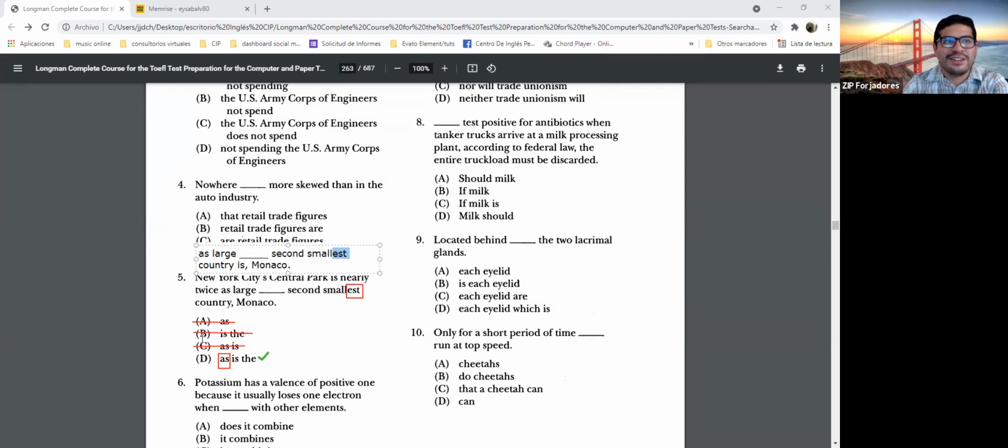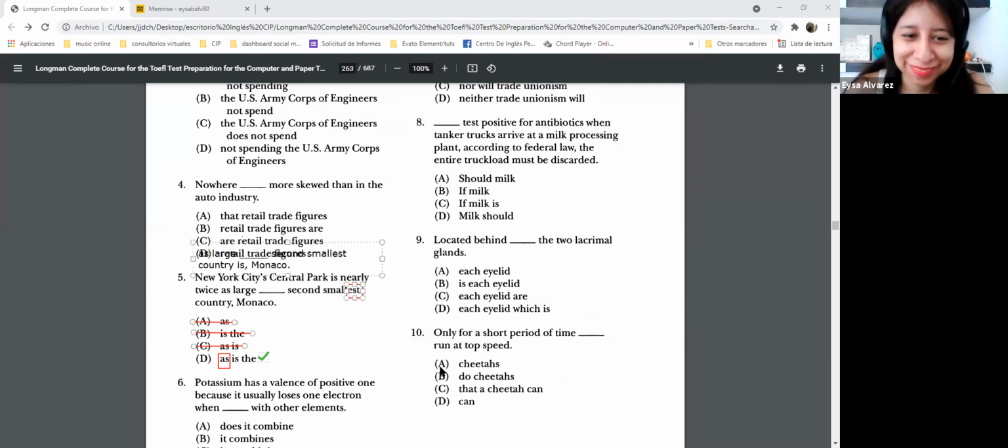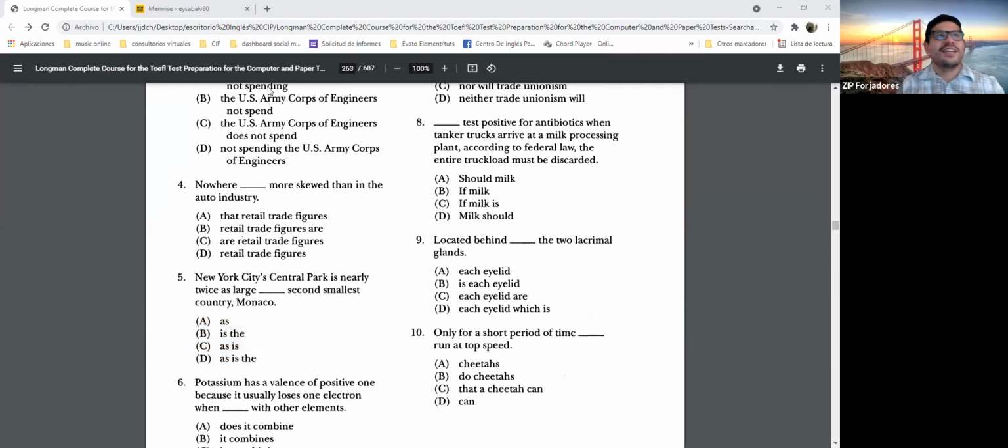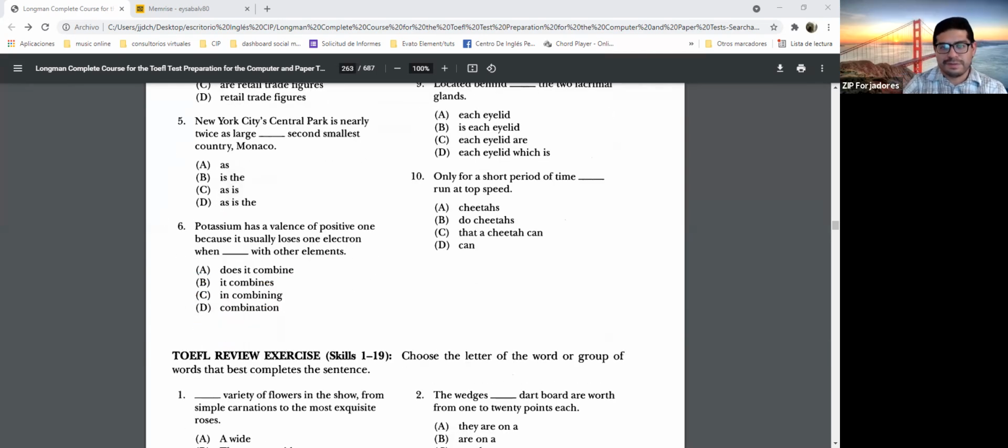But letter B doesn't have "as", so it couldn't be letter B. So the only answer is letter D. Good. Let's go with number 6.